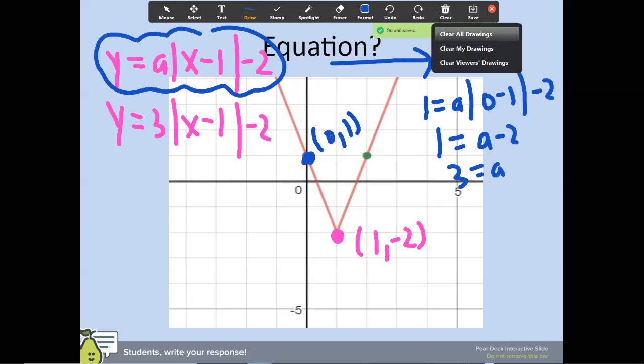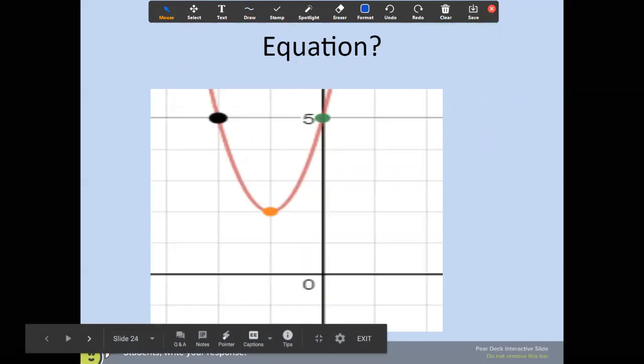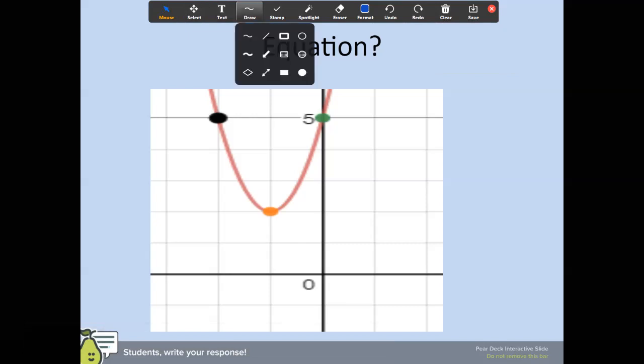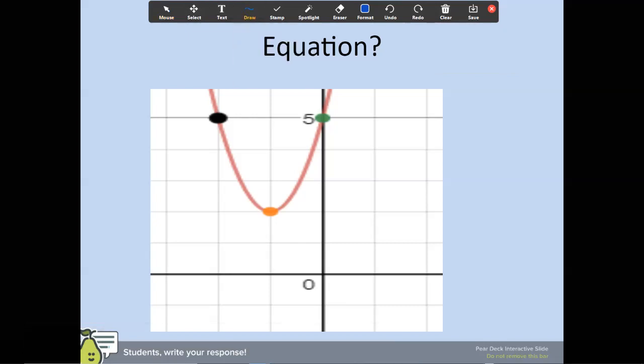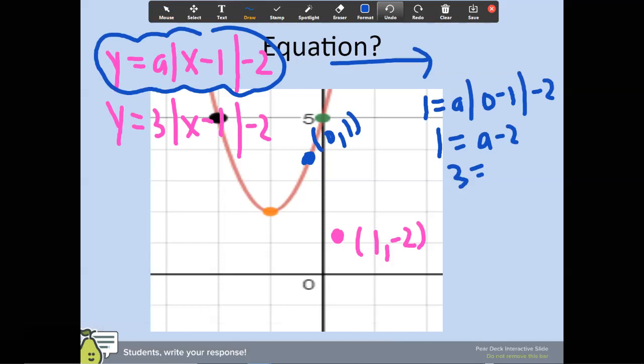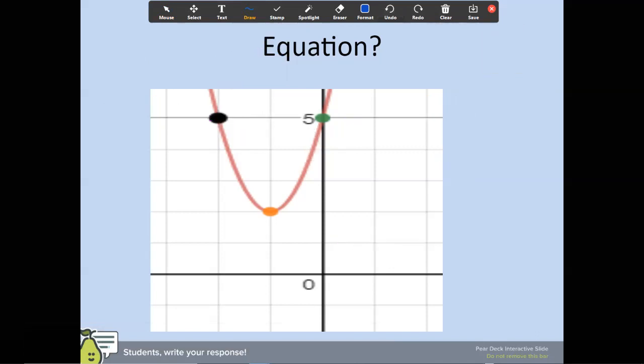Okay, next problem. On this one, again, they want us to write an equation. My vertex is at negative 1 comma 2. So I am going to have y equal a times x plus 1 squared plus 2.